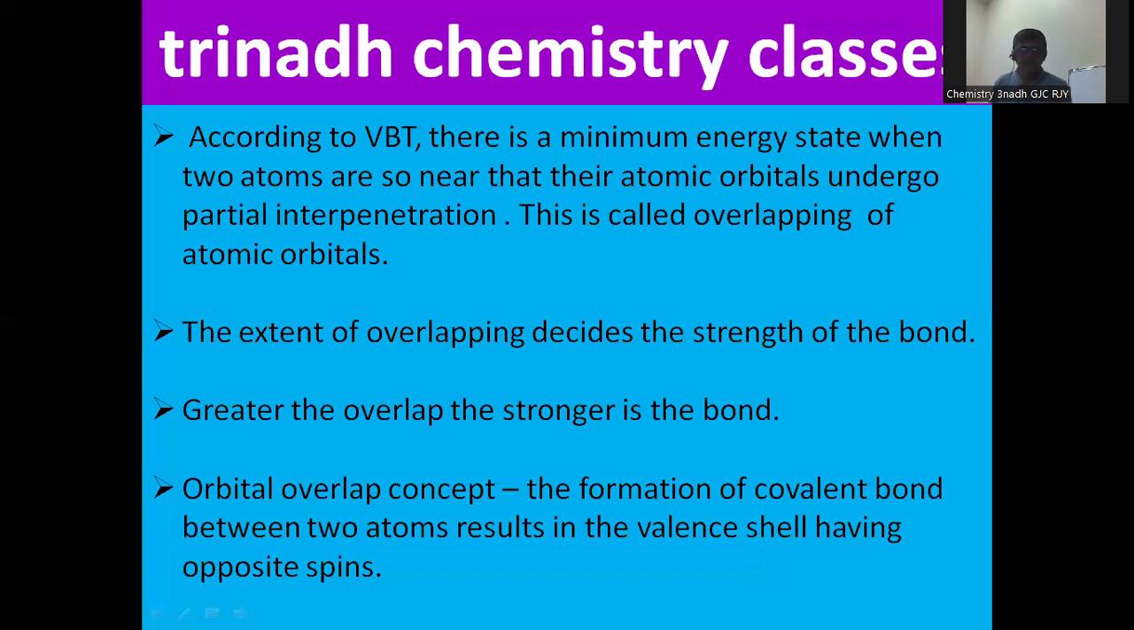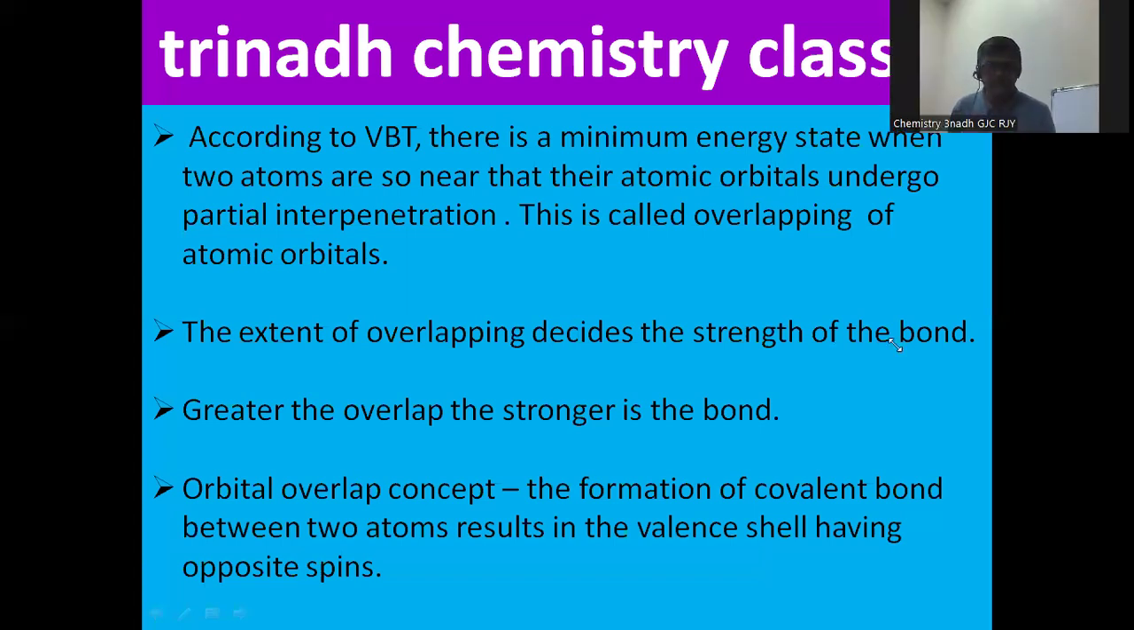So to overcome the limitations in Lewis theory and VSEPR theory, valency bond theory introduced the concept of overlapping of atomic orbitals. So what is overlapping of atomic orbitals? According to valency bond theory, there is a minimum energy state when the two atoms are so near that their atomic orbitals undergo partial interpenetration. This merging of atomic orbitals, we call overlapping of atomic orbitals.